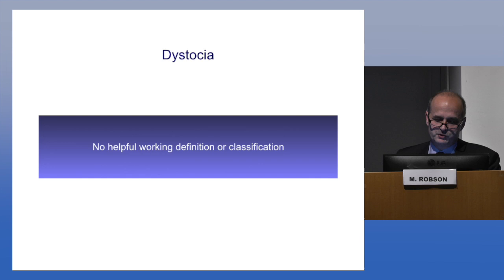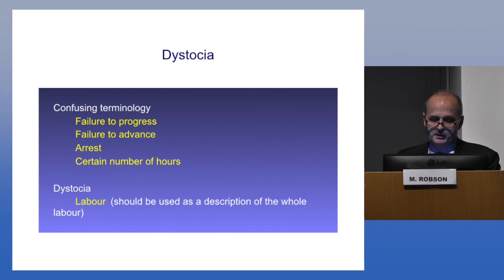There is no helpful working definition or classification, in my view, of dystocia. Failure to progress, failure to advance, arrest, then add in a certain number of hours. You can then talk about dystocia as the whole labor. And this is very important to understand: when you talk about dystocia, some people measure it according to no progress for 2 hours, 3 hours. They say there's no progress, they give oxytocin, it's a dystocic labor, they give oxytocin, and the woman has a normal delivery 2 hours later. You know, an overall labor of 5 hours, 6 hours. Is that a dystocic labor? I'm not sure really it is.